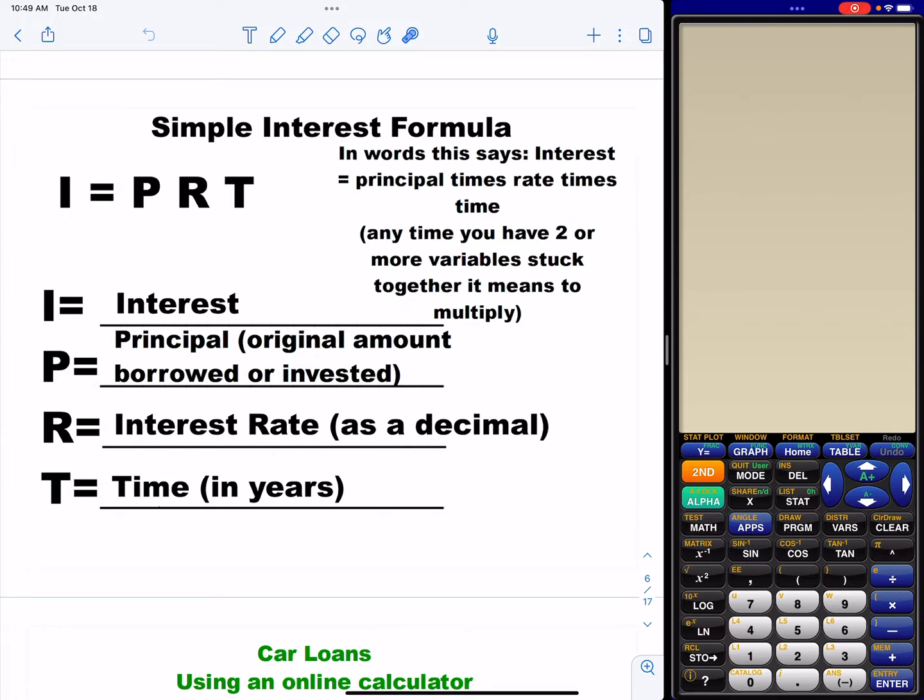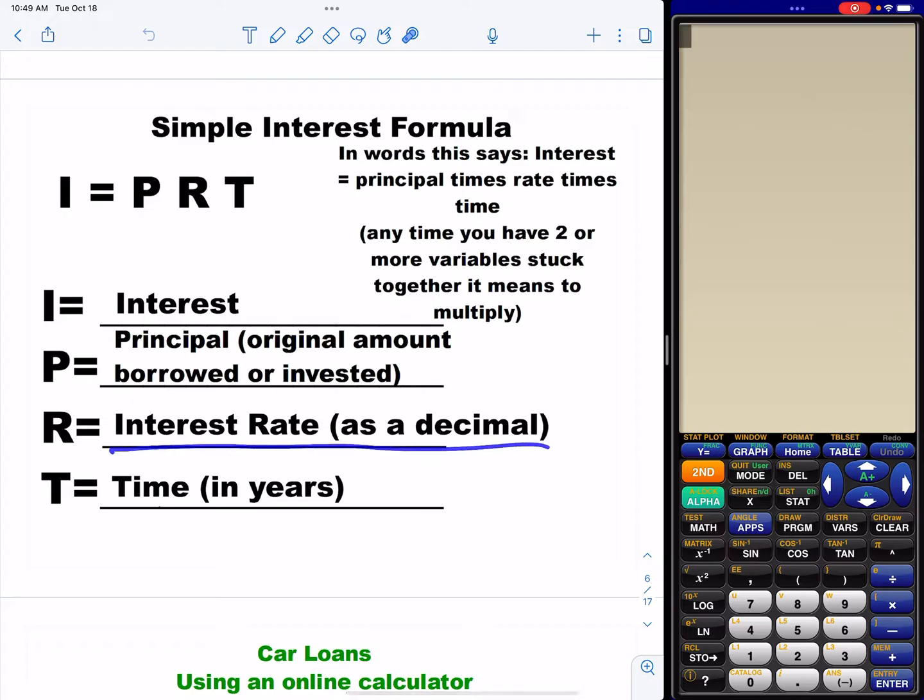I is equal to PRT, where the I stands for interest. That's the amount above or beyond what you originally invest or borrow. The P is going to stand for principal, which is that original amount that you borrowed or invested. So whatever you start off with, that's called the principal.